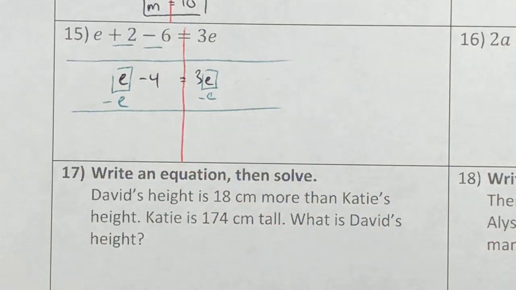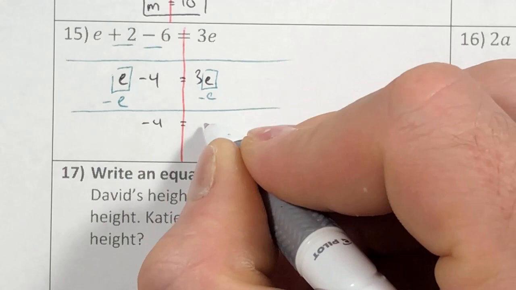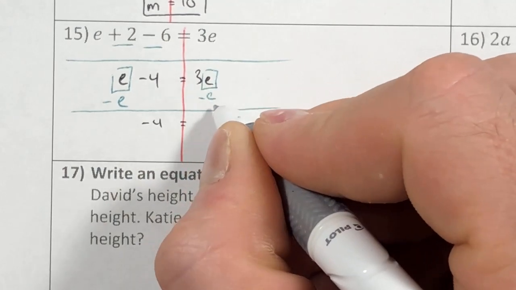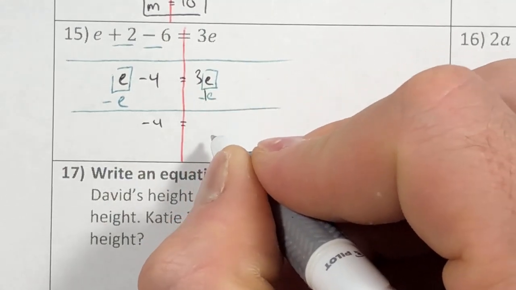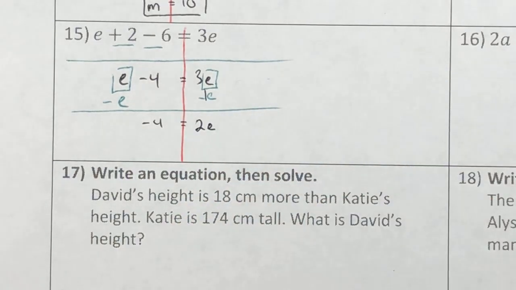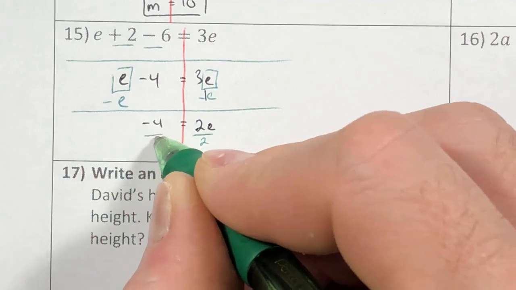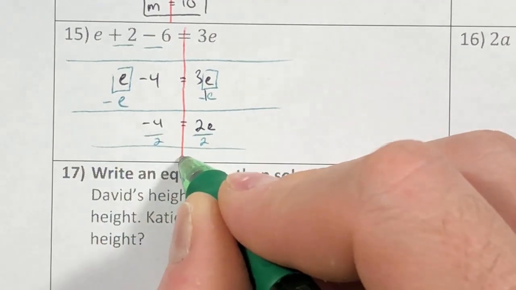So e minus e cancels out. I have a -4 is equal to, let's see, 3e minus e. We know there's an understood 1 right there. It's going to leave me with a 2e. The last step is, does my variable have a coefficient? Yes, it does. It has a 2. So I'm going to go ahead and divide both sides by 2.